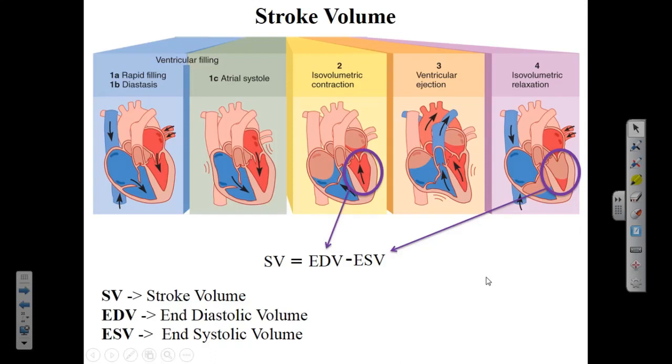Why this equation works? Okay, end diastolic volume is the total amount of blood that I have in the ventricles. Okay, and end systolic volume is a little bit of blood that I have left over after we've ejected blood. Right? That's the stroke volume.